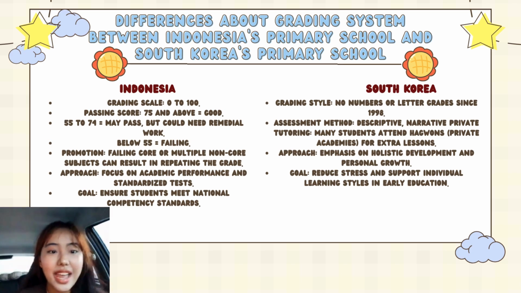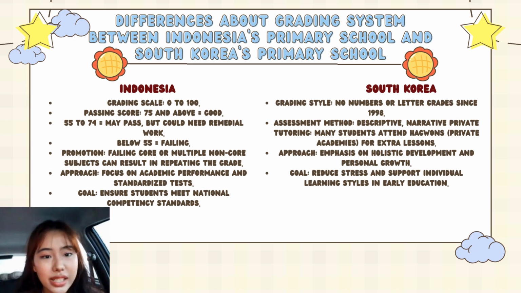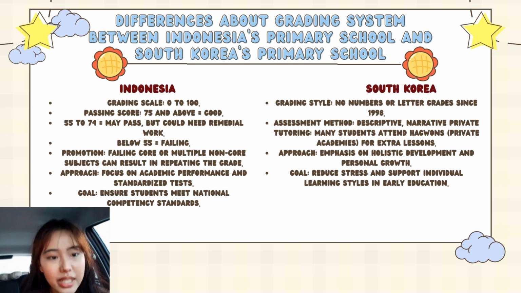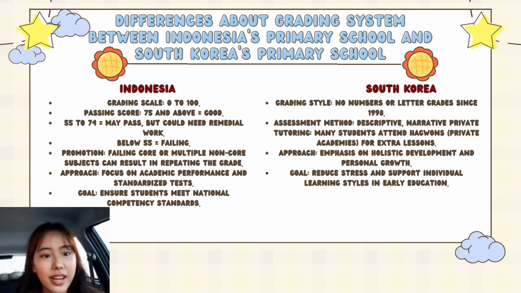Now, let's look at South Korea. Since 1998, South Korean primary schools have stopped using numbers or letter grades. Instead, they use descriptive feedback to assess students. These include narrative comments on learning progress, participation, creativity, and emotional development. This system is designed to reduce pressure in the early years and focus on holistic development. However, even though grading in school is relaxed, many students still attend Hagwons, which are private tutoring centers for extra academic help. The South Korean approach emphasizes personal growth, not just test scores, and encourages students to develop their own pace.